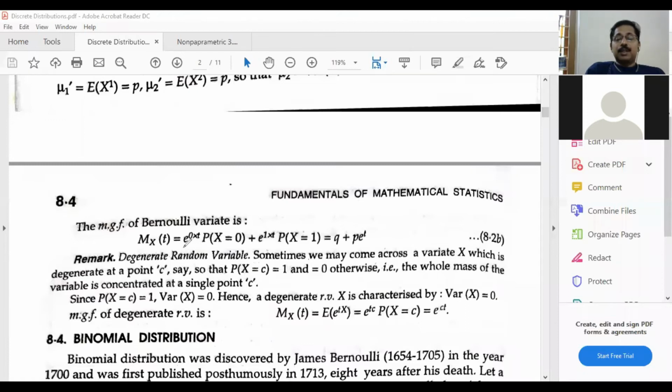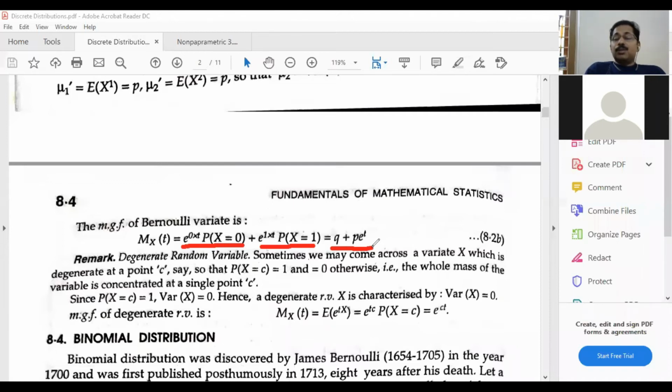Okay. So you will get this expression e raised to 0 into probability of X equal to 0. So that is the first value of X. Then the second value of X is 1. So you will get the expression Q plus P e raised to t. This is the M_X(t) for Bernoulli distribution or Bernoulli random variable.